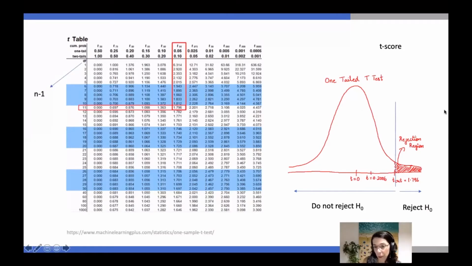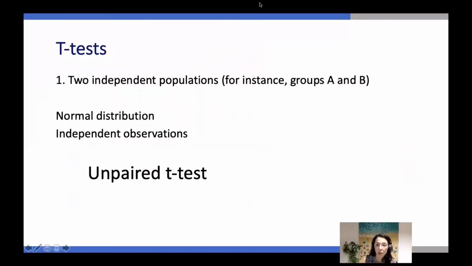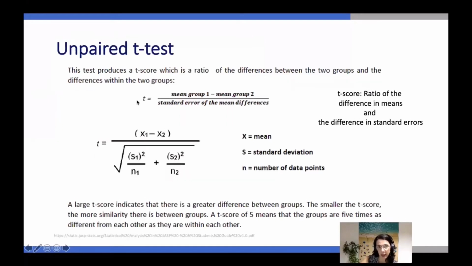But you probably use a program that will give you the t-score and the p-value. So this one-sample t-test, like I said before, is not very usual in our type of research, but something that may be more common is to compare two independent populations. So let's say you have two groups again, A and B. You want to compare their means. You have to check whether the distribution can be assumed to be normal and the observations are independent. If so, in these two independent groups, you can run an unpaired t-test.